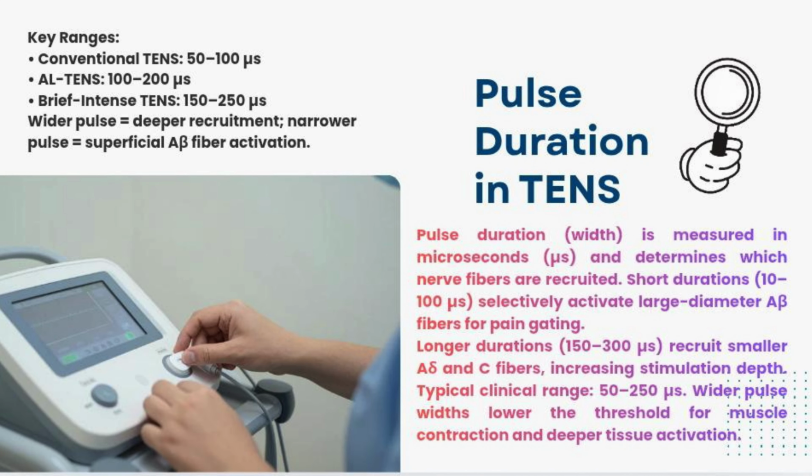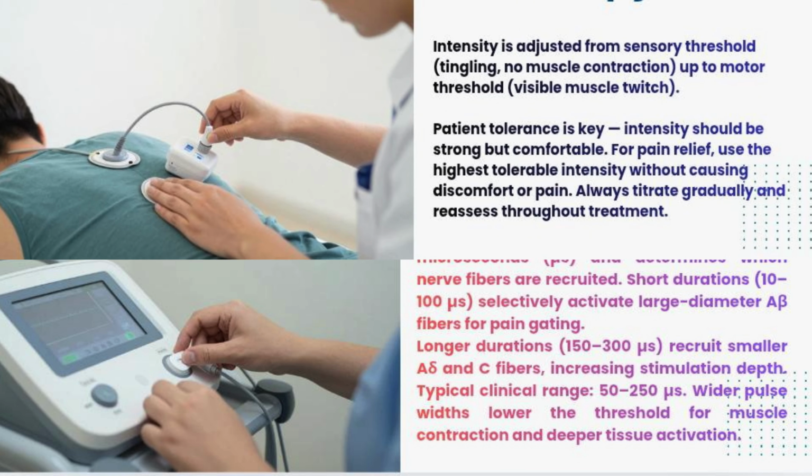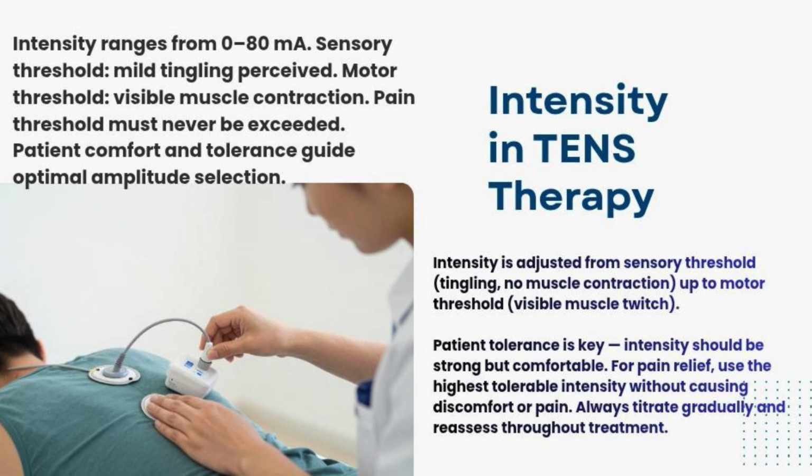The next parameter is pulse duration, also called pulse width. Pulse duration is usually measured in microseconds. It represents the duration of each individual electrical pulse. Pulse duration can influence nerve fiber recruitment, the sensation experienced by the patient, and the amount of intensity required to achieve the desired response. The next parameter is intensity, also called amplitude.